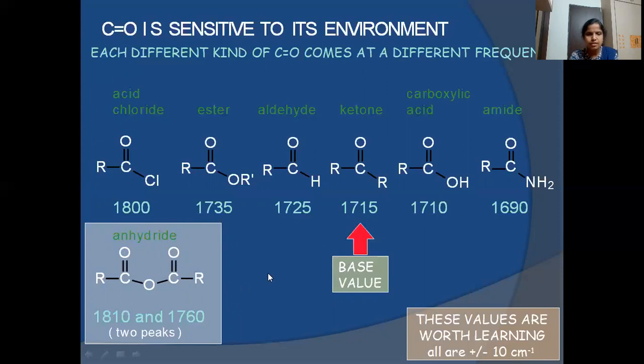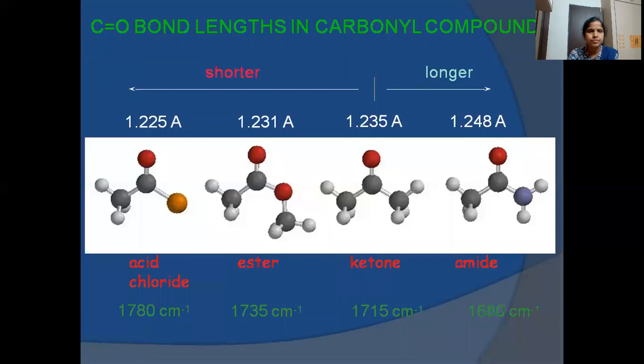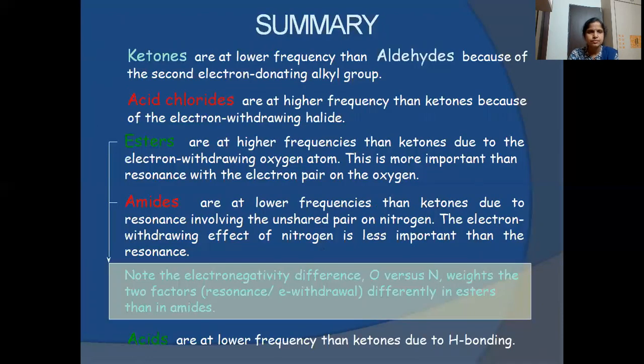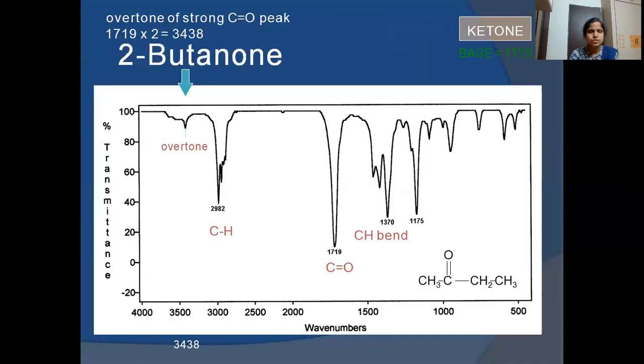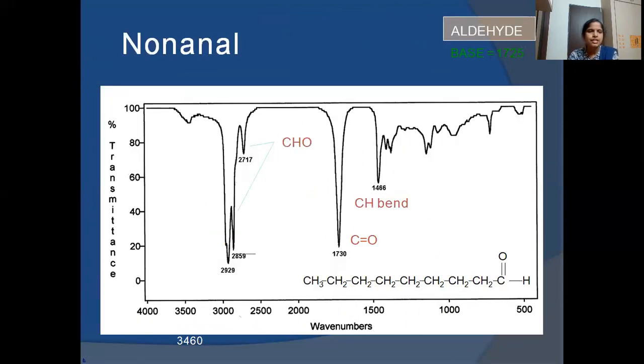Now we'll see an example for each individual functional group. First, the same thing again, 2-butanone, we have covered this example. Then we'll move to another one, the aldehyde functional group. Aldehydes will have higher C=O frequencies. You can see this is nonanal, 9 carbons with an aldehyde functional group.